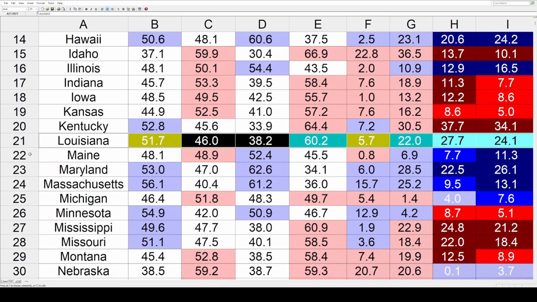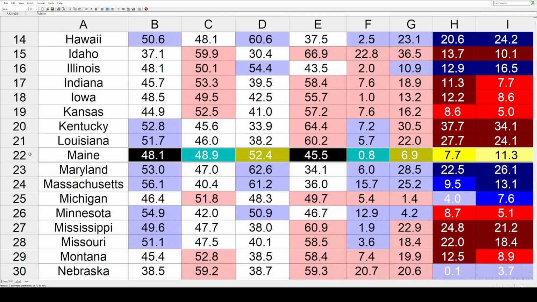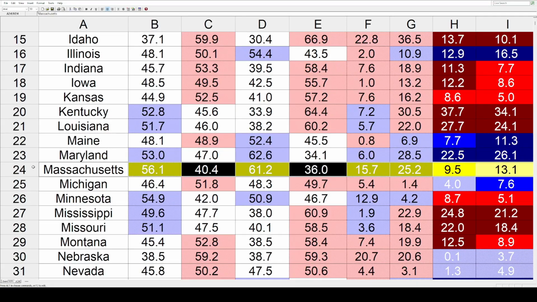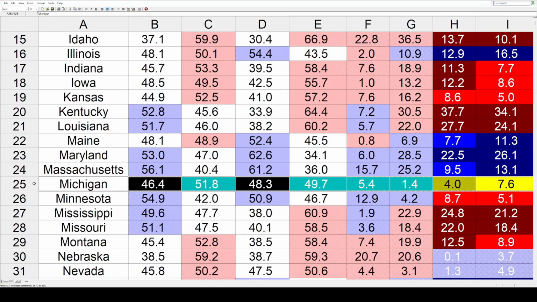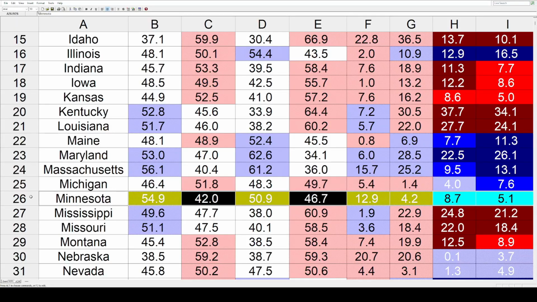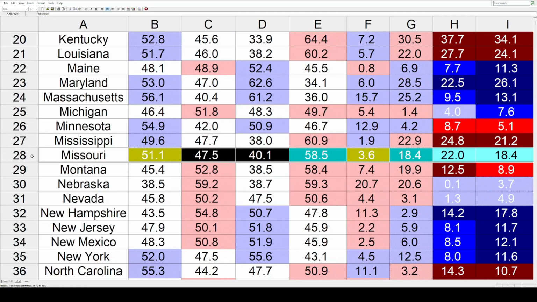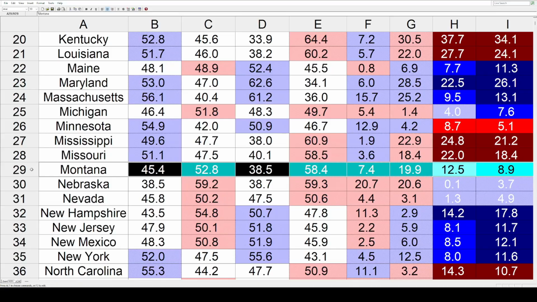More blue trends are in Maine at 11.3, Maryland 26.1, Massachusetts 13.1, and Michigan 7.6. Then more GOP-friendly trends are in Minnesota at 5.1, Mississippi 21.2, Missouri 18.4, and Montana 8.9.